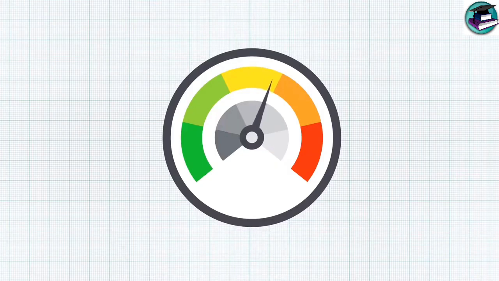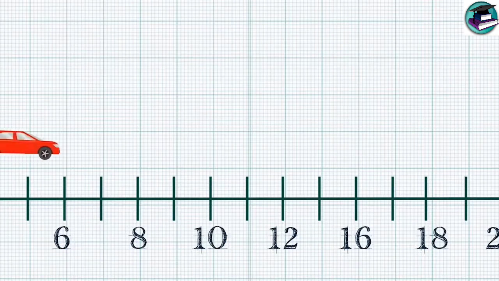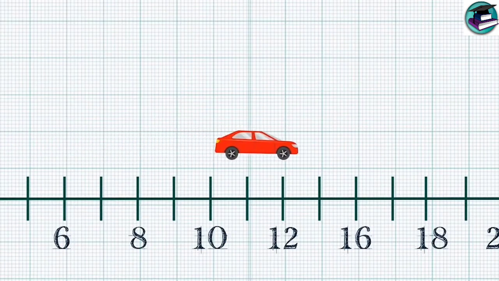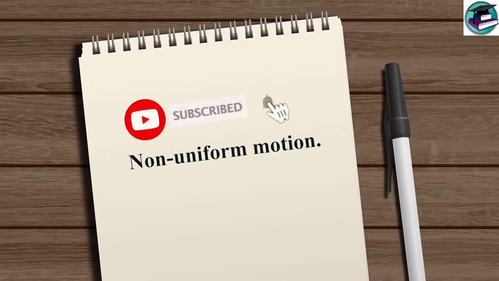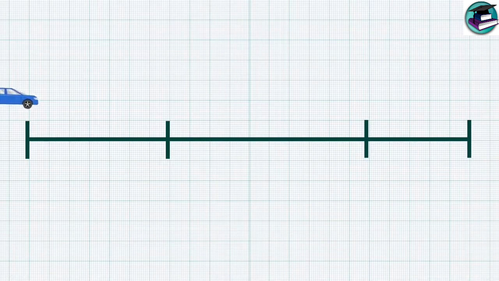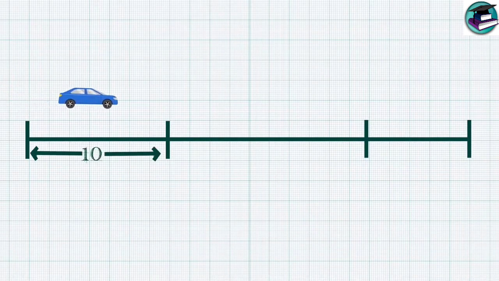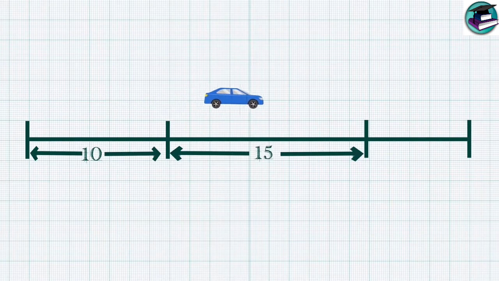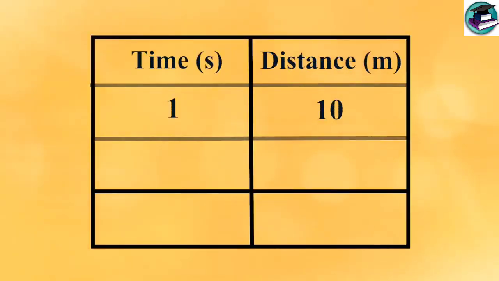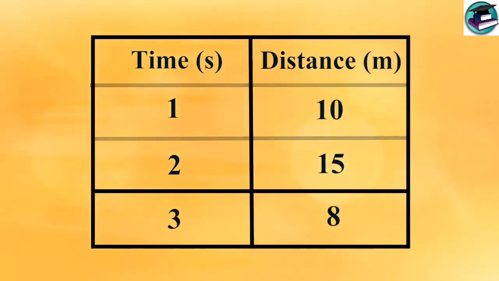But most of the time, speed is not constant. It sometimes increases, decreases, or remains constant for an equal amount of time intervals. This type of motion is known as non-uniform motion. For example, this blue car covers 10 meters in the first second. It covers 15 meters in the next second, and in the third second, it covers 8 meters. So in this case, for equal time intervals, the distance covered by the car is not the same, and so this type of motion is non-uniform motion.